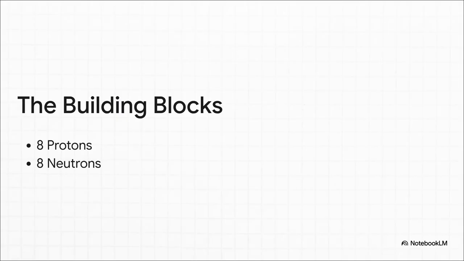It has all the numbers we need to solve the mystery. Okay, first things first, let's break down our subject. What is an oxygen-16 nucleus actually made of? It's pretty simple. 8 protons and 8 neutrons. 8 plus 8. These are the fundamental building blocks we need to account for.